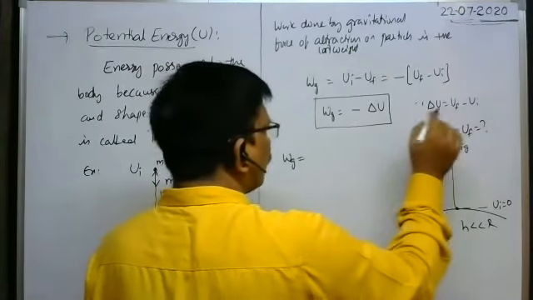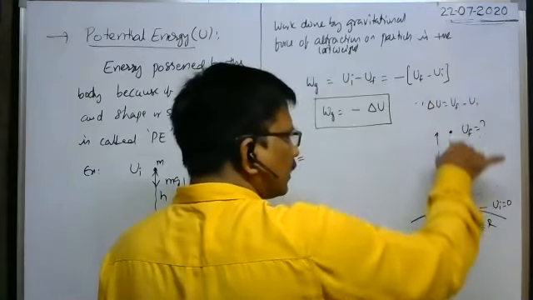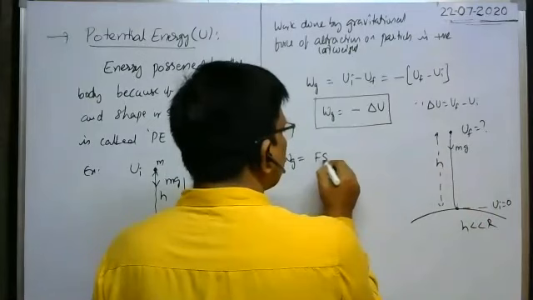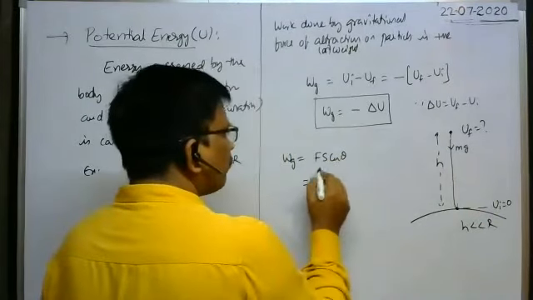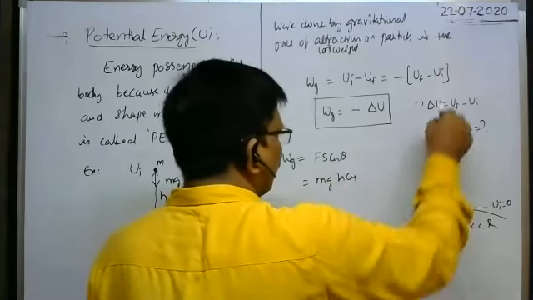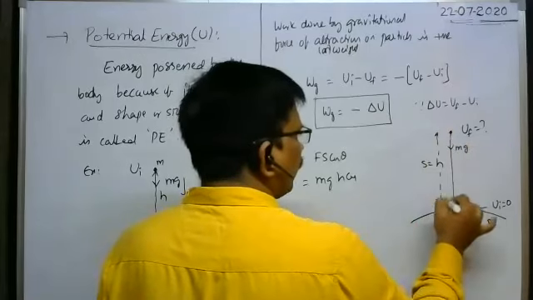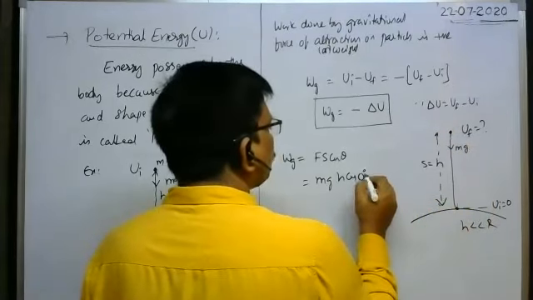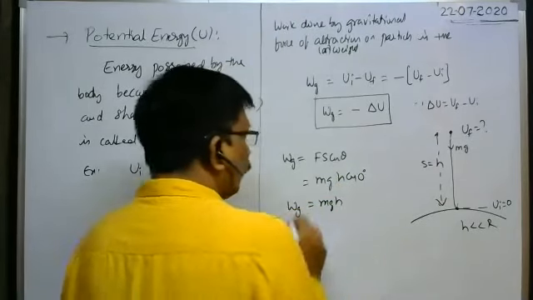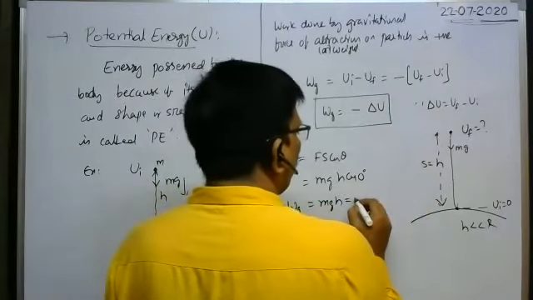Work done by gravity on the body when it travels from this point to this point. The gravitational force acts on the body in the same direction as the displacement of the body. That's why, using the general formula F s cos theta, F means gravitational force mg, s means h, and cos 0. This is the work done by gravity, which is equal to mg into h.